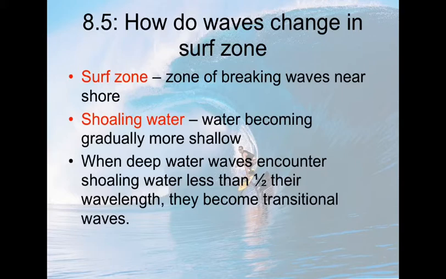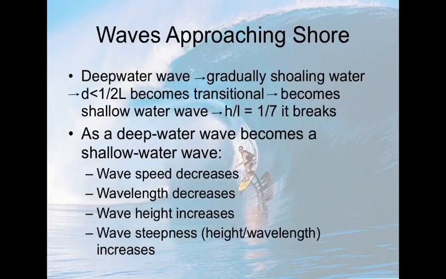So what happens basically is deep water waves hit shoaling water. And when that shoaling water's depth is less than 1/2 their wavelength, they become transitional waves. And they begin to, quote unquote, feel the bottom. This is an important concept that you'll probably need to regurgitate on quizzes and tests. So what happens then? A bunch of things begin to happen to them. And eventually, as they enter shallow water, when the depth is like 1/20th wavelength, they become a shallow water wave.